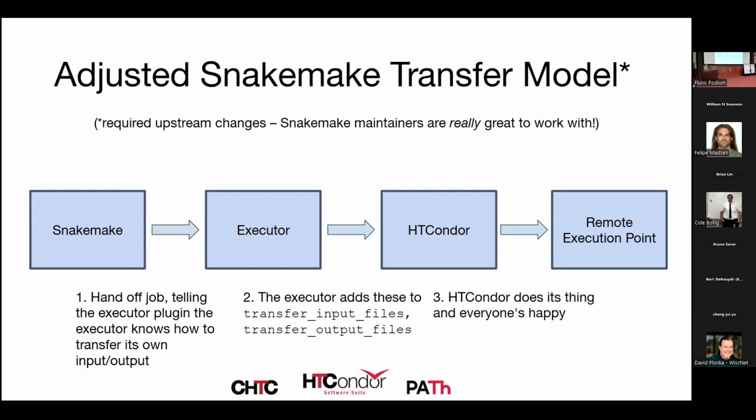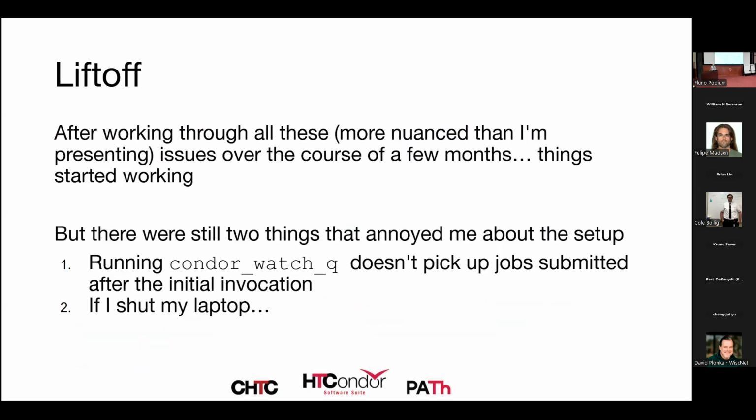So the upstream change we made was that we introduced this notion to the executor that it knows how to transfer the files, rather than Snakemake being the thing responsible for moving the files. So in this new paradigm, Snakemake tells the executor, in this case HTCondor, that you are responsible for managing, moving, and making available the files that you need to do your work. It then puts these files in transfer input and transfer output files as a part of the submit file, and then it places the job and lets Condor do its thing.